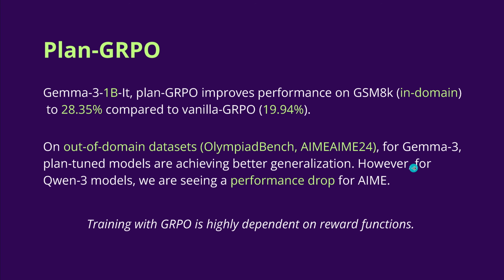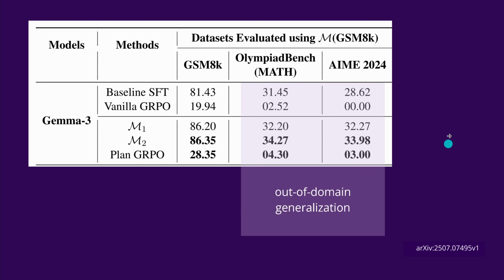And then they say, however, for the Qwen3 models, we are seeing a performance drop for AIME 24. Now this is interesting. Why? And then they give you the reason: training with GRPO is highly dependent on the reward functions. Hey, wait a minute, we want to have a deep dive. So here we go. At first, let's have a look at Gemma 3. Here these two, Olympiad Bench and AIME 24, are our out-of-domain generalization benchmarks that we look at. Here we have our M1, the M2, and then the plan GRPO, our models that we talked about here, the last three rows.